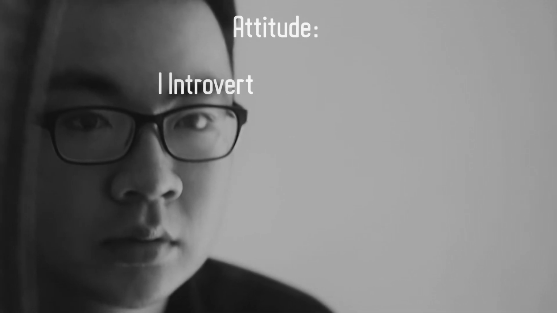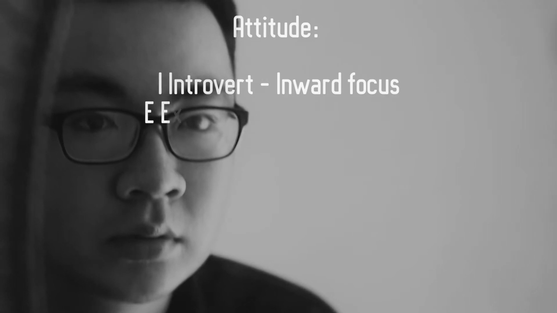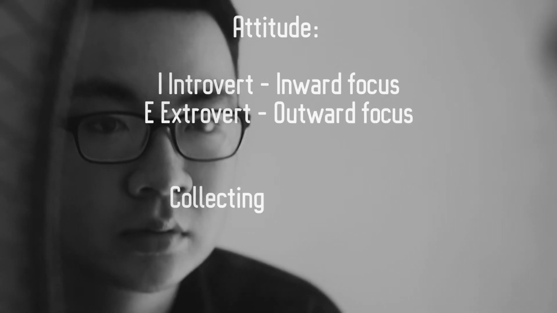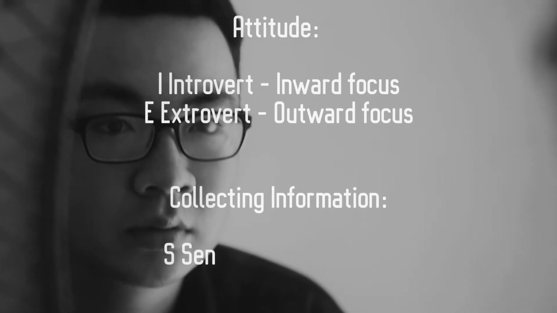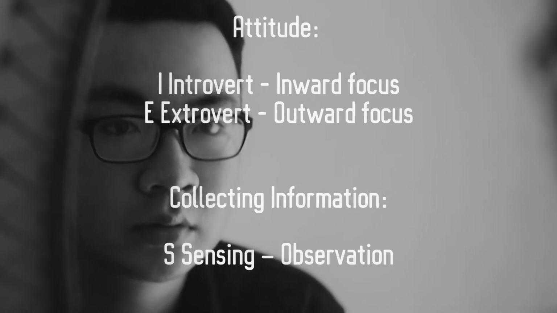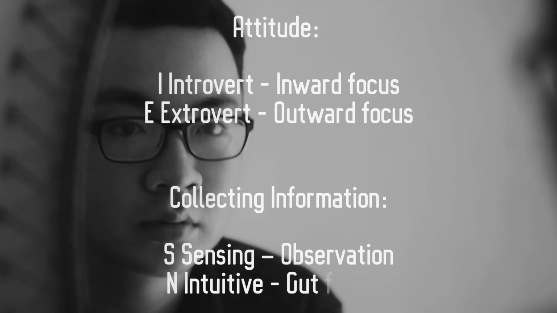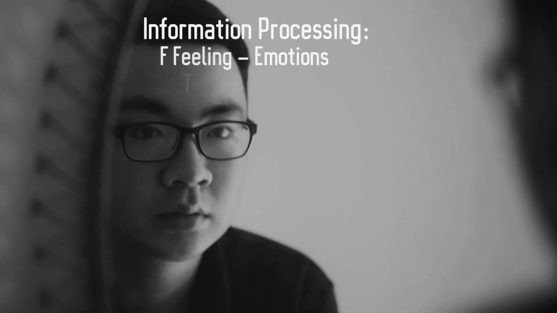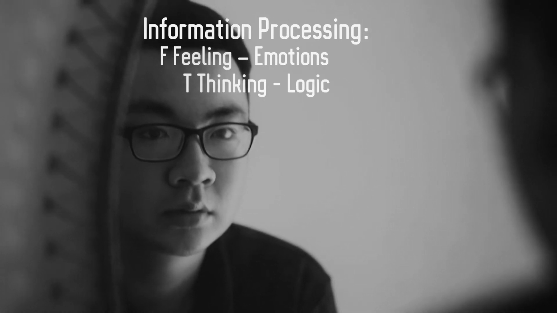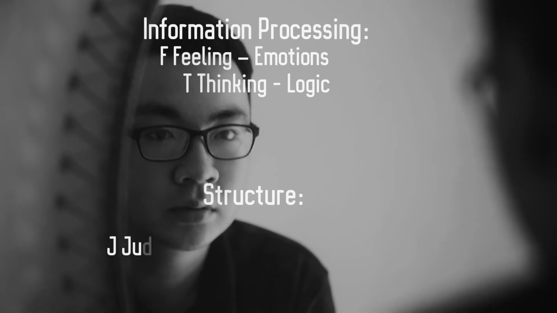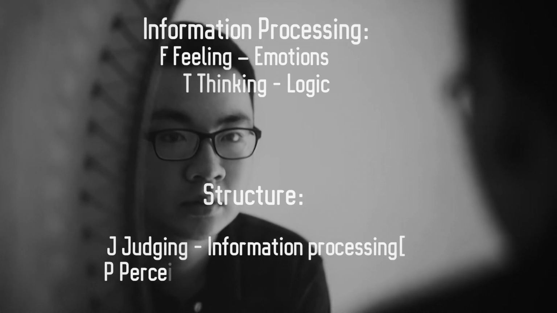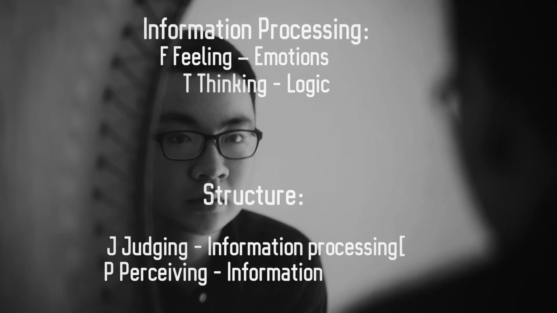Attitude: I, introvert, inward focus, or E, extrovert, outward focus. Collecting information: S, sensing, observation, or N, intuition, gut feeling. Information processing: F, feeling, emotions, or T, thinking, logic. Structure: J, judging, information processing, or P, perceiving, information collection.